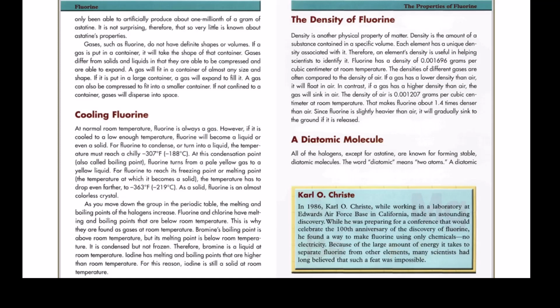As you move down the group in the periodic table, the melting and boiling points of the halogens increase. Fluorine and chlorine have melting and boiling points that are below room temperature. This is why they are found as gases at room temperature. Bromine's boiling point is above room temperature, but its melting point is below room temperature. It is condensed but not frozen.